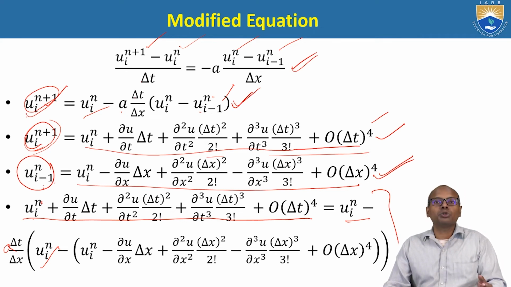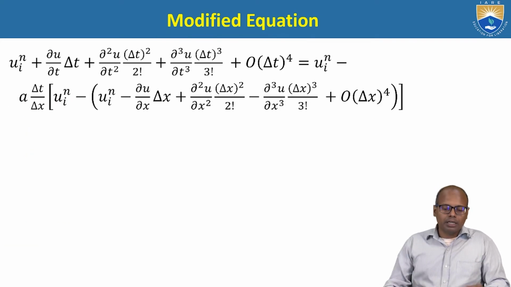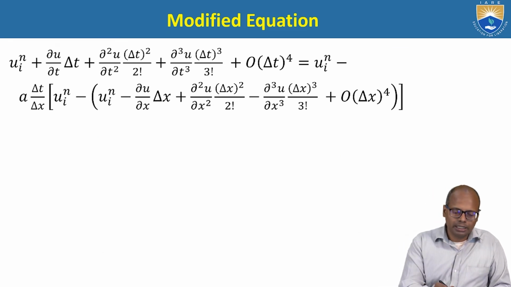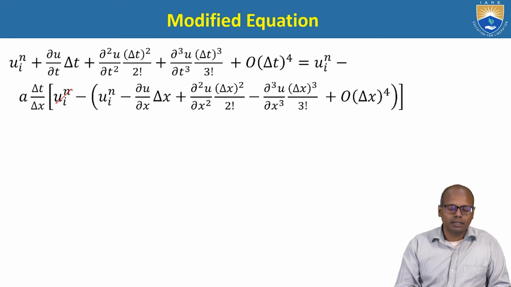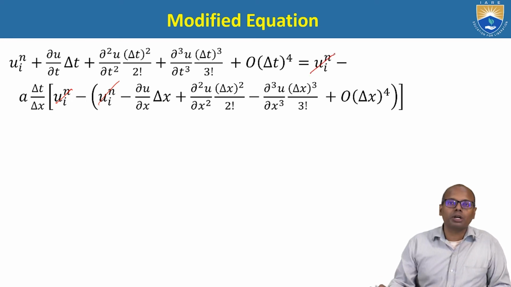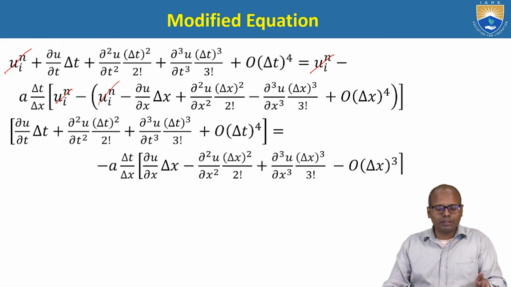What I have to do now is some algebraic simplification of this equation. So this is the equation that we have. How to do the algebraic simplification? Here this is u_i^n and this is u_i^n. Both are the same, so we can eliminate this term. And here also u_i^n is there, and here also u_i^n is there. I can eliminate that term as well. If I eliminate those two, I will end up with this equation.